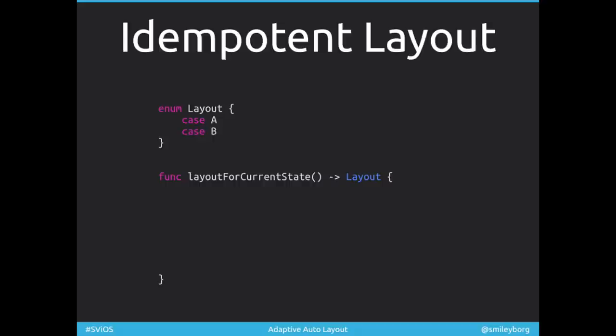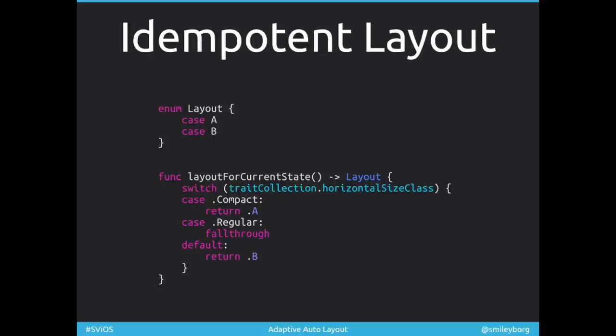So you can see right here, it's called layoutForCurrentState. It's going to return one of those two enum options, either A or B. And the implementation is pretty simple in this case. We're going to look at the horizontal size class of this trait collection. And this is, let's say, in a view controller, so it'll be this view controller's trait collection. If it's compact, then we'll return A. If it's regular, or unspecified for that matter, we'll just default to B.